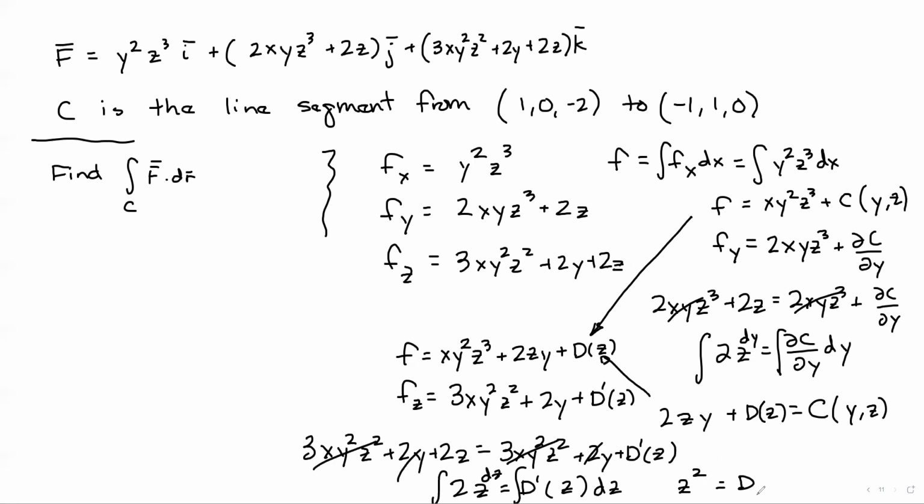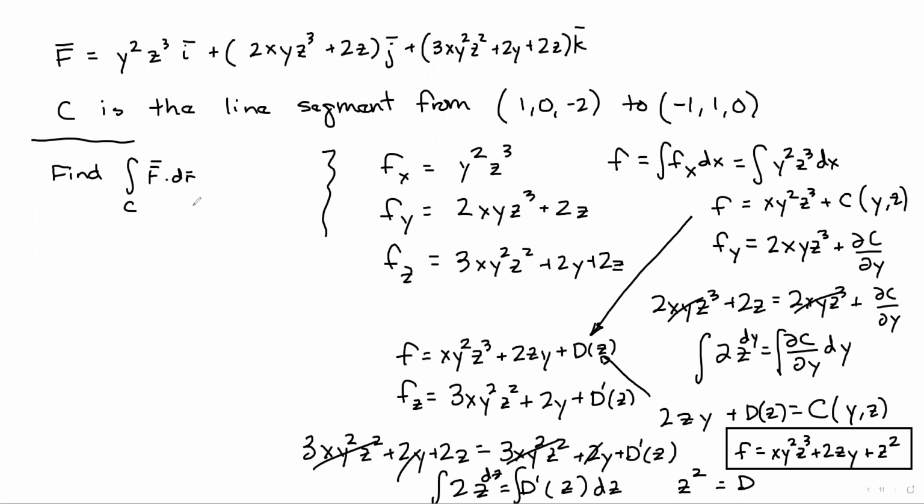All right, so now finally, taking that z squared for d and popping it into this definition, we're going to get our final result. So we're going to get xy squared z cubed plus 2zy plus z squared. All right, and so that's the definition that we're going to end up getting for F. And you can go and check that if you want. If you take the partial of that with respect to X, you get this. The partial of that with respect to Y, you get this. And the partial of that with respect to Z, you get this. Okay, and that's the goal, is we're trying to find the thing whose gradient would end up being this.